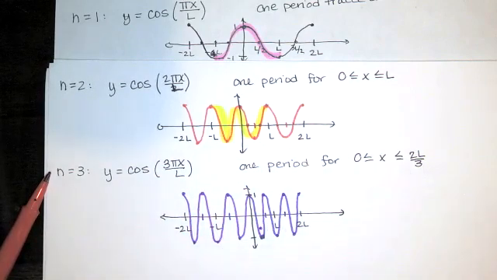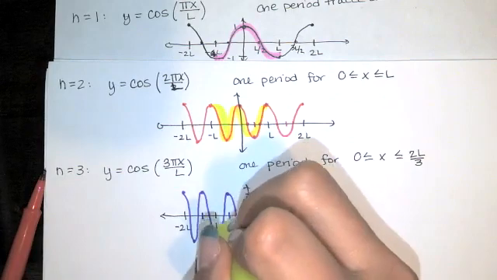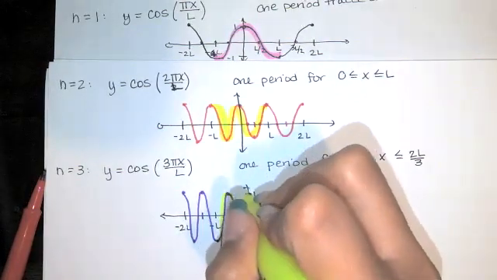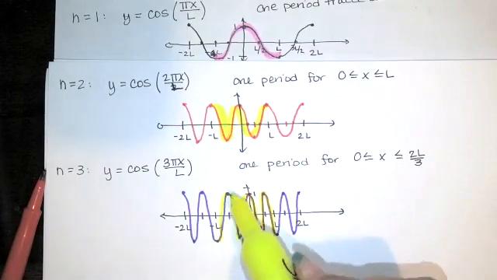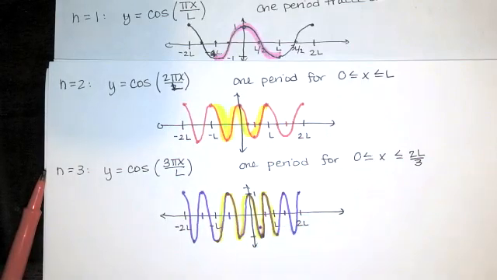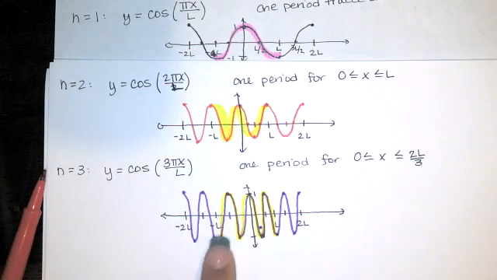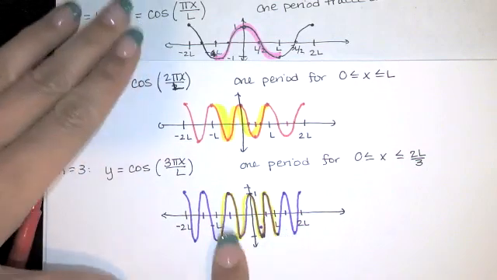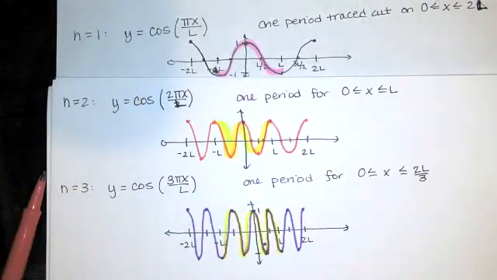Now, if I'm looking again at the interval from negative L to L, because that's what we tend to be interested in with Fourier series, I've got this guy. It's a little bit hard to tell, but that's 1 wave, 2 waves, 3 waves. So if that n is equal to 3, that means you're going to see 3 cycles of that cosine function on this interval. So you've got 3 cycles here, you've got 2 cycles here, you've got 1 cycle here.